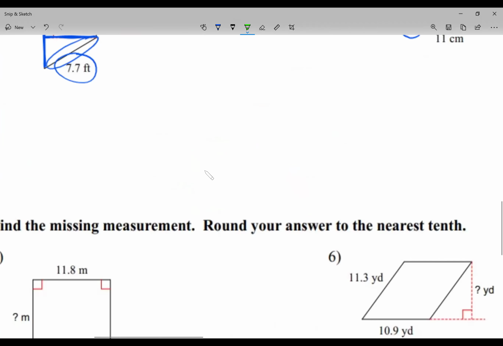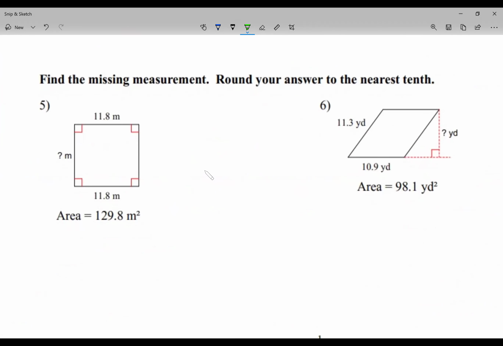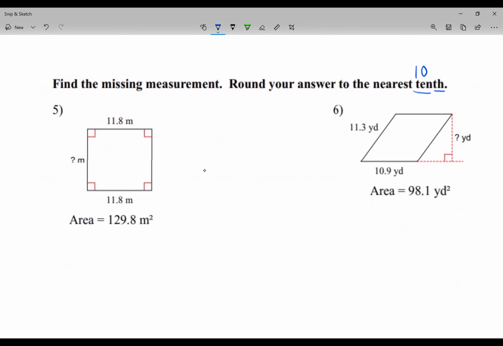All right, let's take a look at questions 5 and 6. It says, find the missing measurement. Round your answer to the nearest tenth. Okay, so now I'm rounding to the nearest tenth. Because it ends in TH, I know it is a decimal. Tenth sounds like a 1 with 1 zero, that means 1 decimal place. If I said hundredth, 100 is a 1 with 2 zeros, then that will be 2 decimal places.